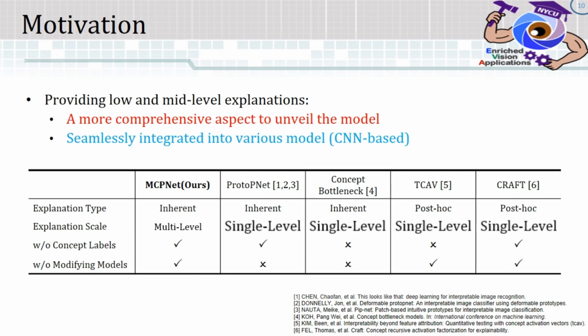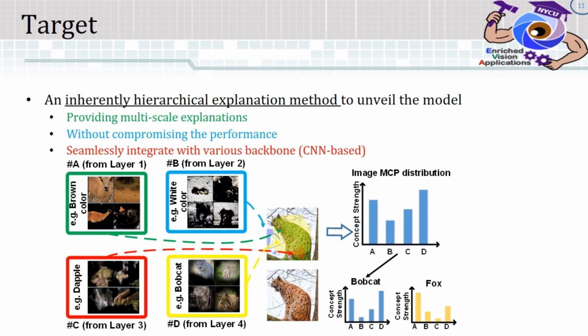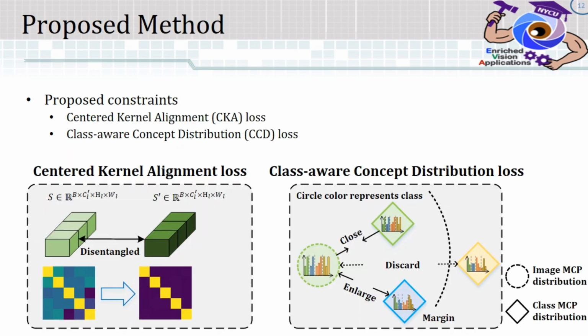To address this, we introduce MCPNet, a novel hierarchical explainable classifier designed for comprehensive multi-level explanations. MCPNet introduces a new classification paradigm that includes insight from various model layers. Additionally, our method can be seamlessly integrated into various CNN-based models without additional modules and learnable parameters. We train our model via the proposed novel constraints, Centered Kernel Alignment laws and class-aware concept distribution laws, abbreviated as CKA laws and CCD laws.